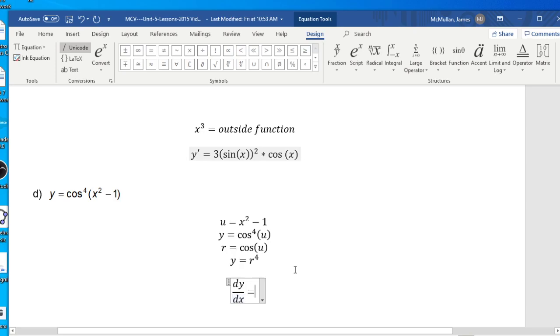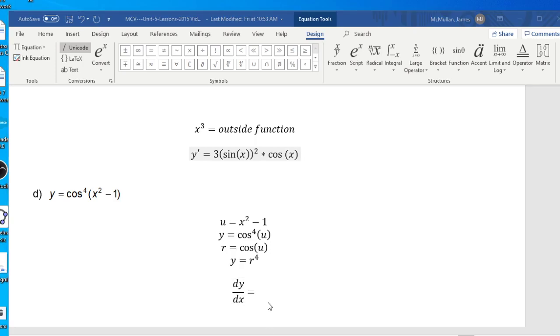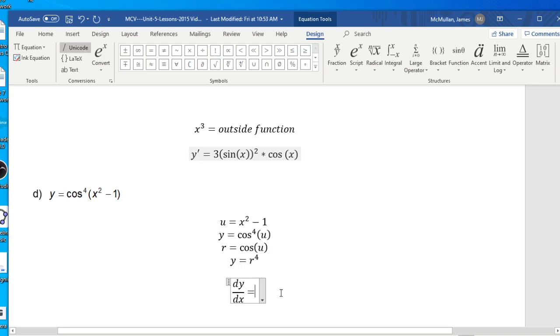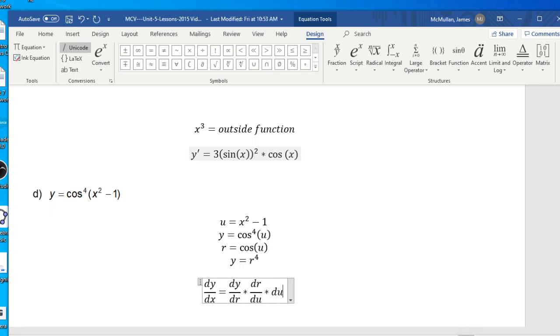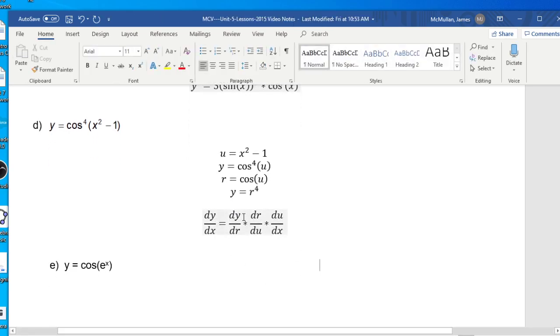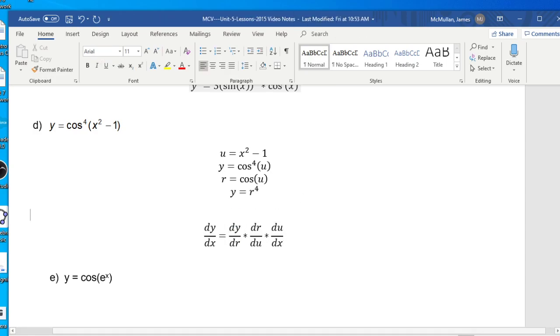dy dx is going to be equal to, sorry, I just had a recording problem there, dy dr, so what's the derivative of y with respect to r, times the derivative of r with respect to u, times the derivative of u with respect to x. And notice, how do I remember how this works? The dr's, you can kind of think of them as canceling, the du's kind of cancel, and then you're left with just the dy over dx. So let's go through and find those three things.